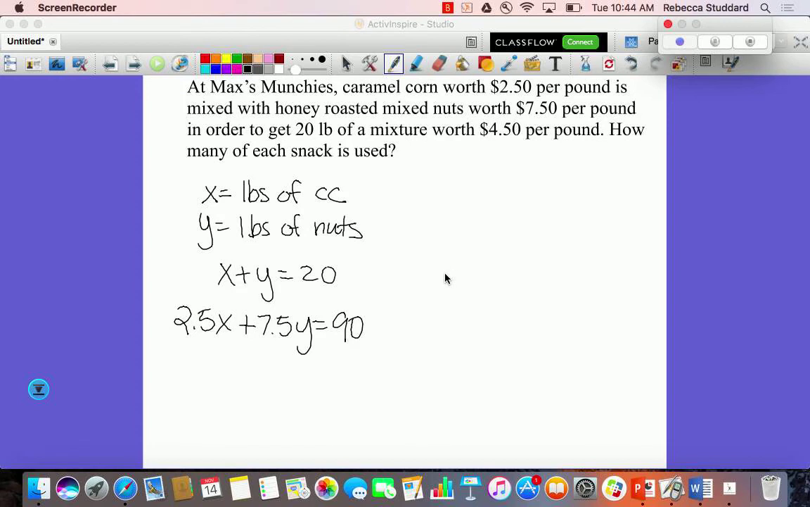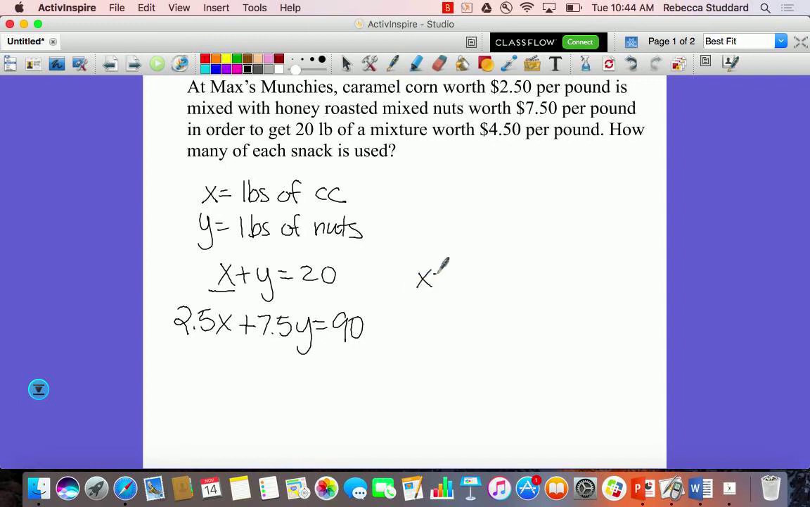And I'm going to solve for this X, so I get the X by itself. That's the first step in substitution. And then I replace the X in this equation with negative Y plus 20. So I solved for X and got negative Y plus 20. I take that negative Y plus 20 and put it in for this X. And then I work that out.